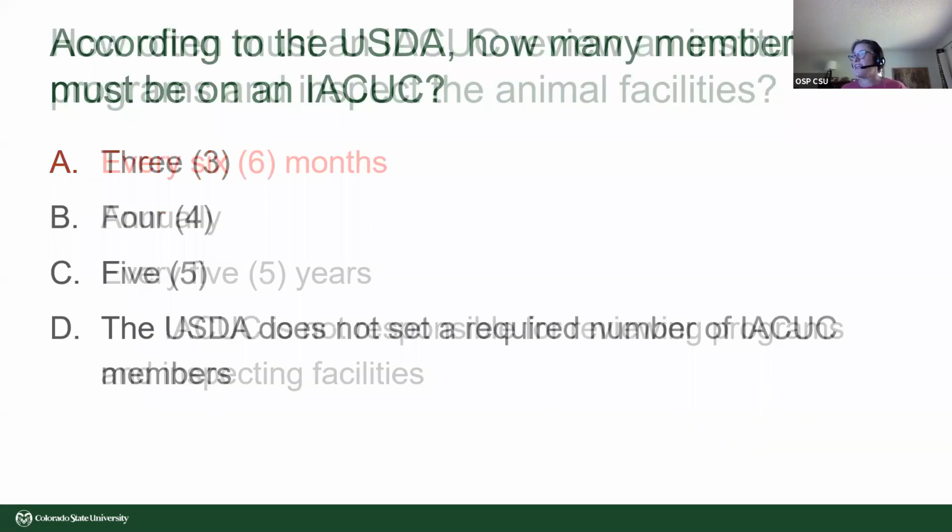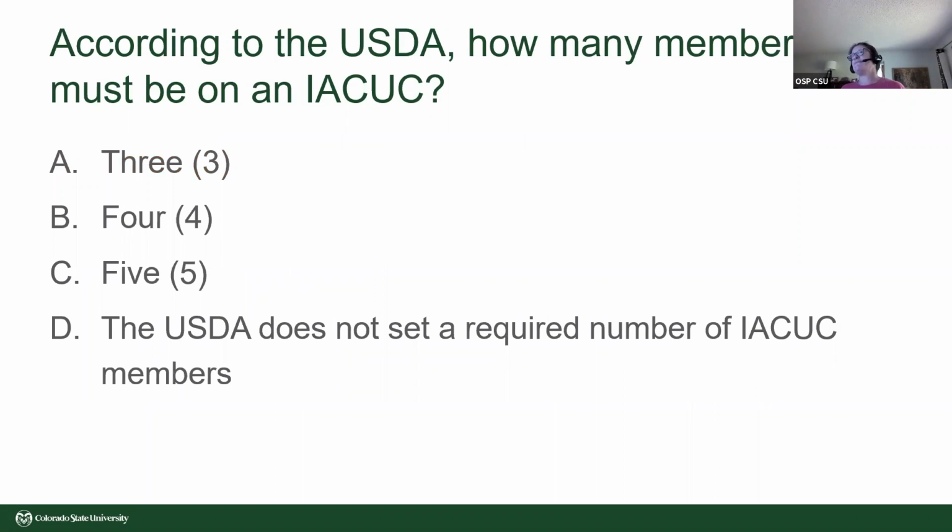According to USDA, how many members must be on an IACUC? 3, 4, 5, or USDA does not set a required number. And remember, there are some differences here depending upon the organization, right? If it's FDA or USDA. So for this one, it's A again. You thought A simply couldn't be the answer again, but guess what? It is. It's A, 3.